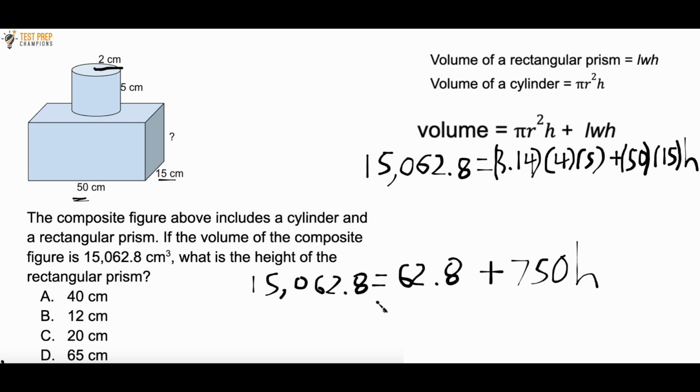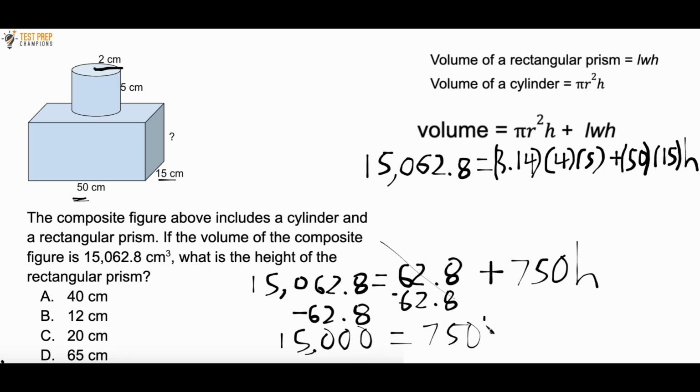All right, so what do I do now? Now I'm going to subtract 62.8 from both sides. The reason I want to do this is because the name of the game here is to get h by itself. If I do that, 62.8 is going to cancel out on the right side, and on the left side, I get 15,000, and that equals 750 times h. The final step here is to divide by 750 on both sides. When I do that, the 750s cancel out on the right, and I see that 20 equals h. So when all is said and done, the answer is C.